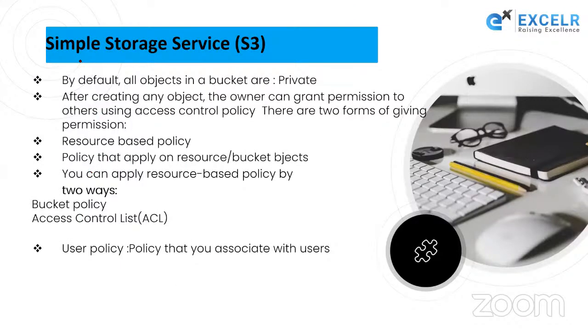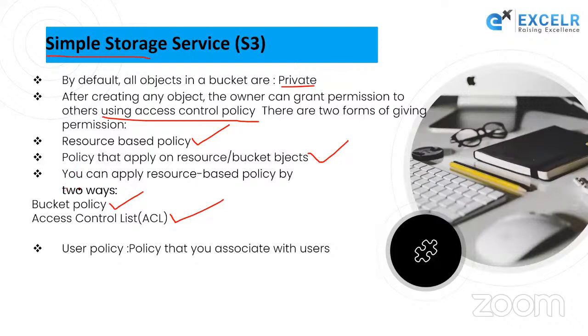Whenever you use your S3 bucket, all objects are private. When you want to give permission to somebody, you can grant the permission by using an access control list. There are two types of policies: one is called bucket policy and one is called ACL. When you want to apply the permissions, you can either have a resource-based policy, or the policy can be applied directly to the object. Now, let us look at what is ACL and what is bucket policy.